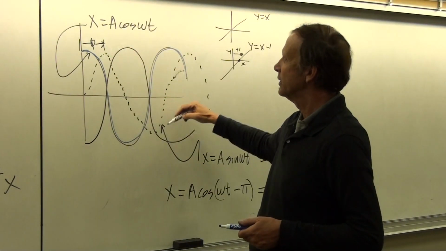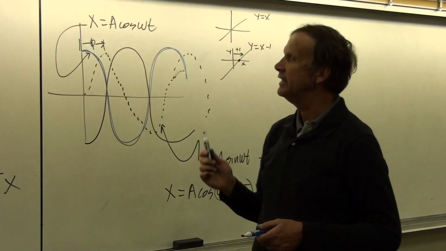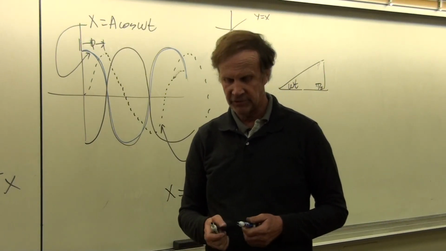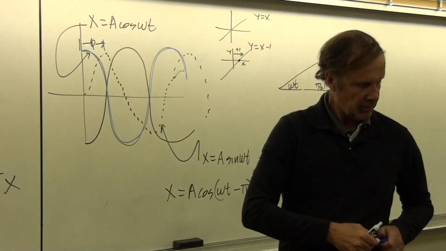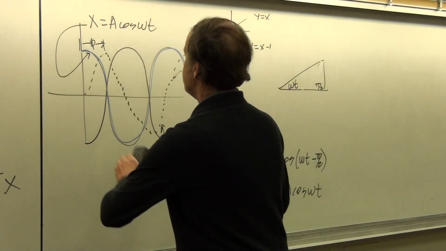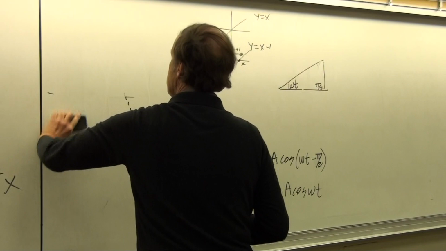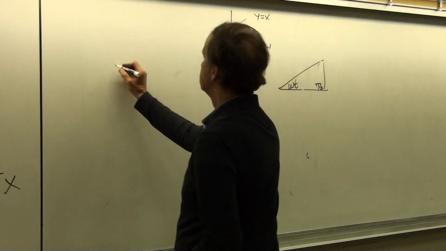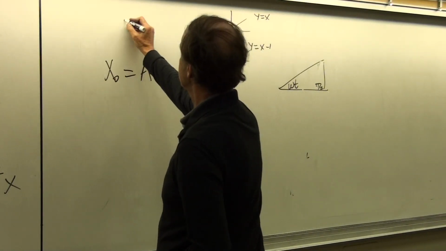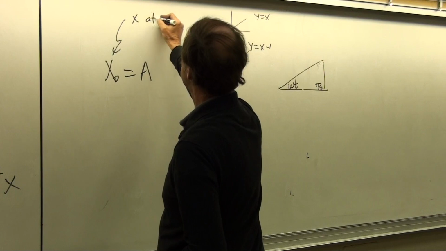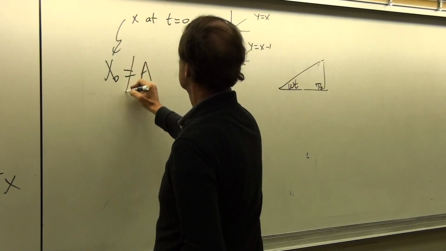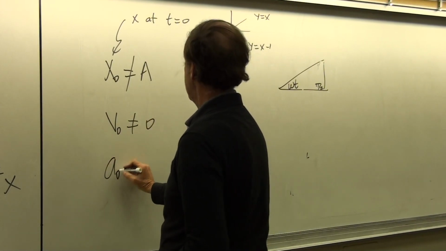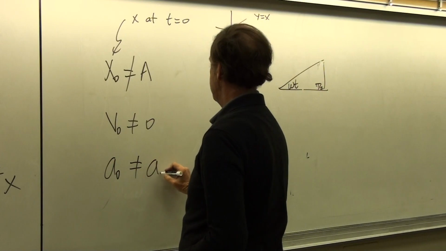And this just gives us more flexibility in where we define the displacement to be at time equals 0. Okay, it gives us a more general case. So let's say that using this expression, we have x naught not equal to a, where this is x at time equals 0, v naught not equal to 0, and a naught not equal to a max.